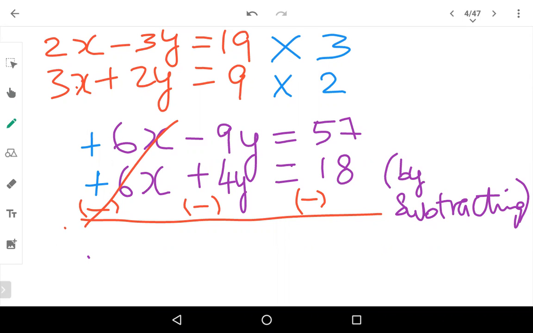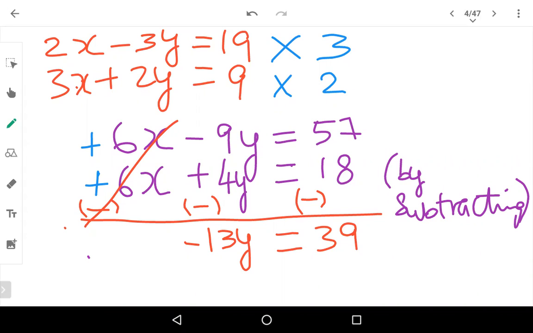Fine. So I have eliminated x. Now let us continue and see what is left with us. So here we have minus 9y minus 4y. Don't consider this sign, consider the new sign. Minus 9y minus 4y. So minus 9 and minus 4 will give me minus 13y is equal to, again, plus 57 minus 18 will give me 39.